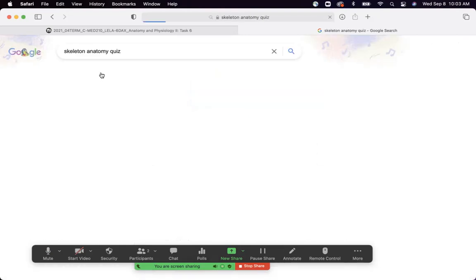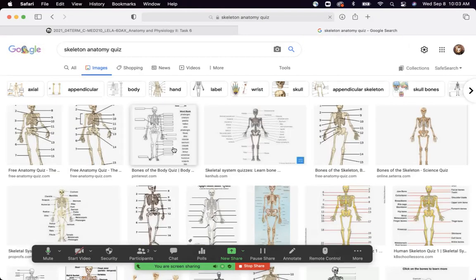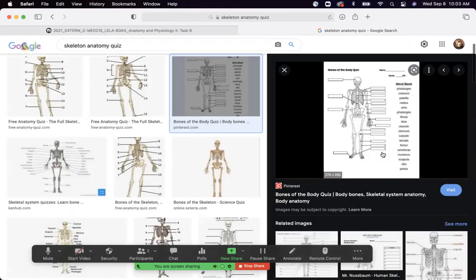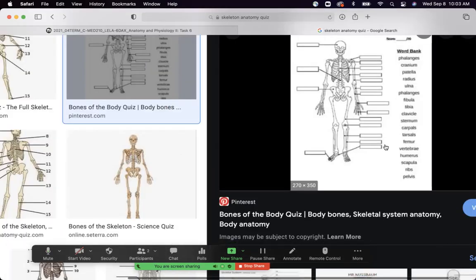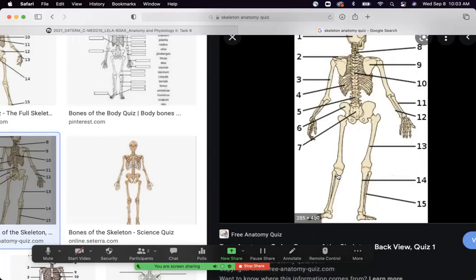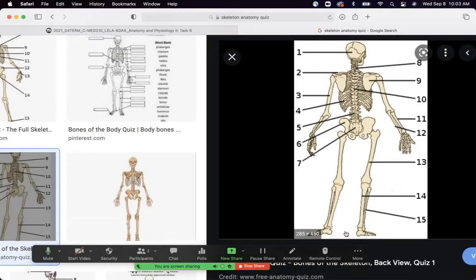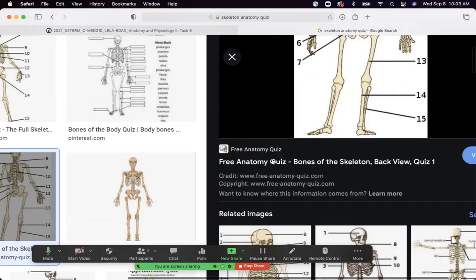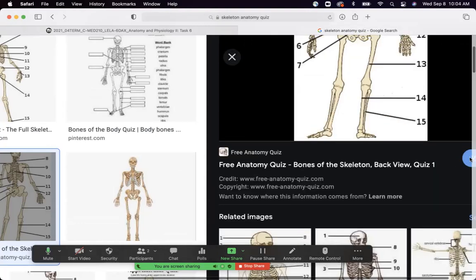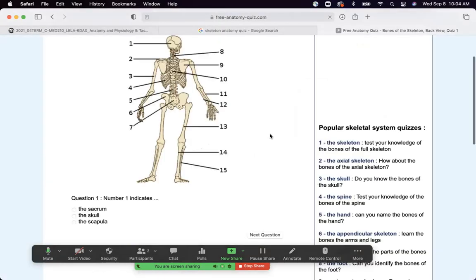You just look up any old quiz, hit images, and bingo, you have something like this. Do you think you could take that and practice that? And or take this and go A, B, C, D, E, F, G? And a lot of this stuff, you don't even have to do it on paper. A lot of this stuff, free anatomy quiz, you can go online and do it, right?